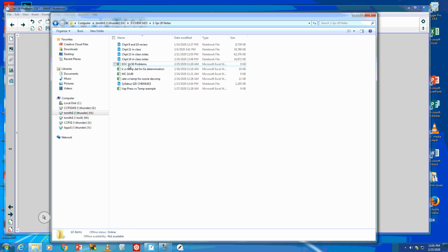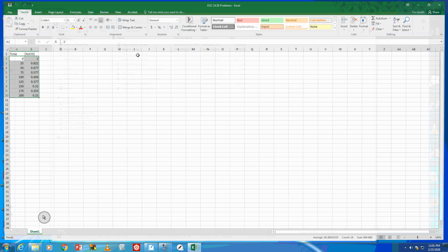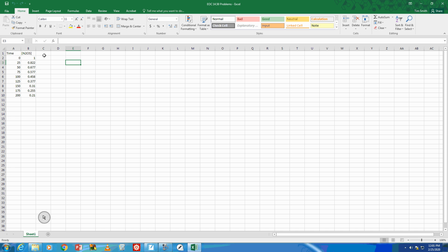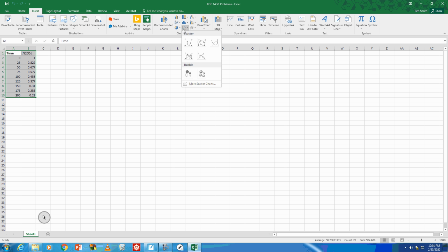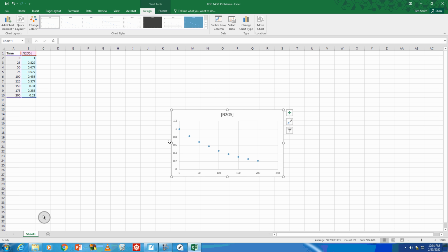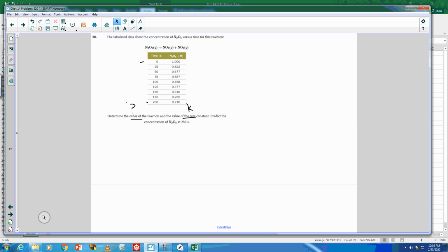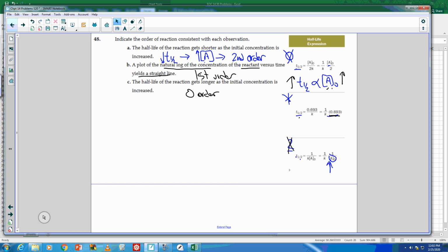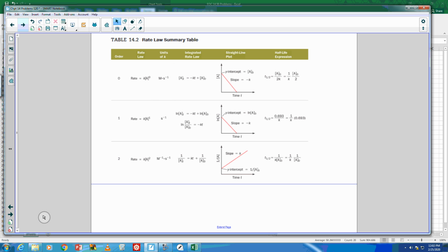All right, so that is problem 50. Okay, so if I plot just concentration versus time, I'm going to go insert a graph, and I see that this concentration versus time is not a straight line. Okay, so it's not a zero order because it would be a straight line if it's zero order. So what we're doing is we're looking back and seeing we've got to make all these plots to try to figure out what the order would be. So if it were concentration versus time and it were zero order, it'd be a straight line. It's not that one. Okay, so we've got to go back and do the next one.